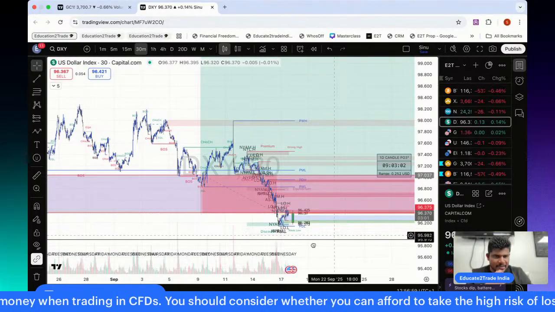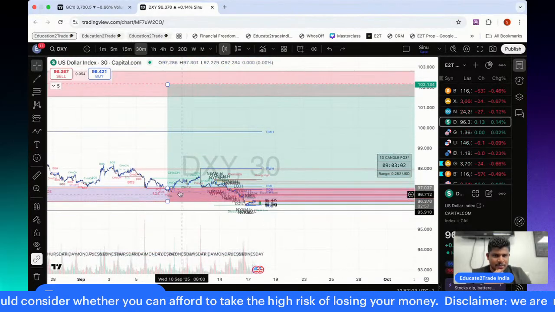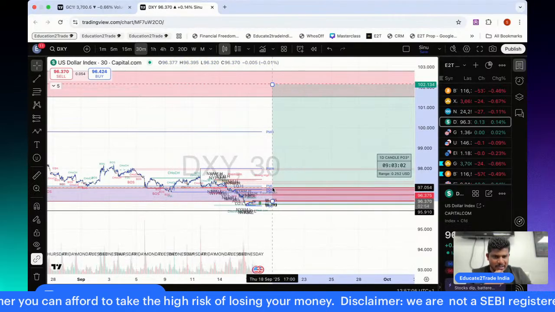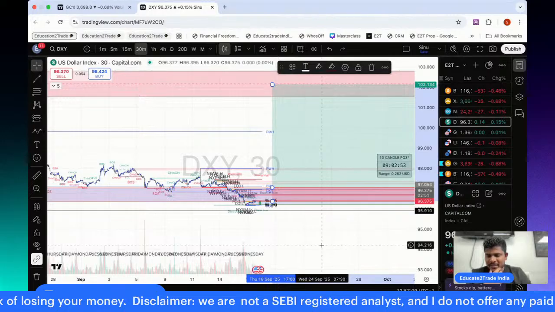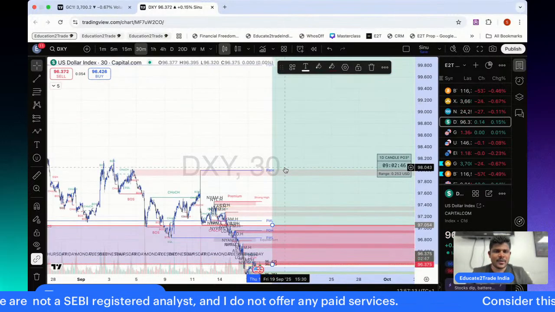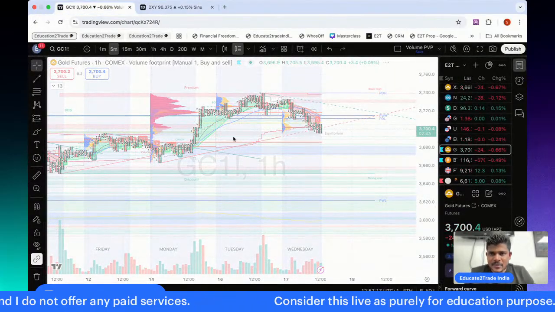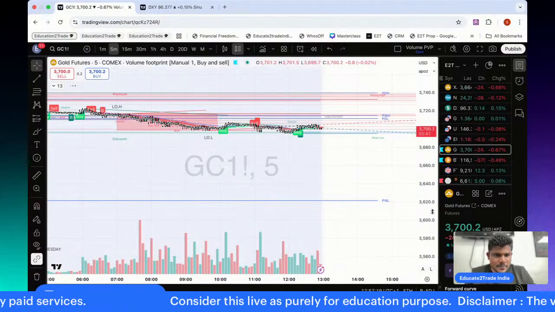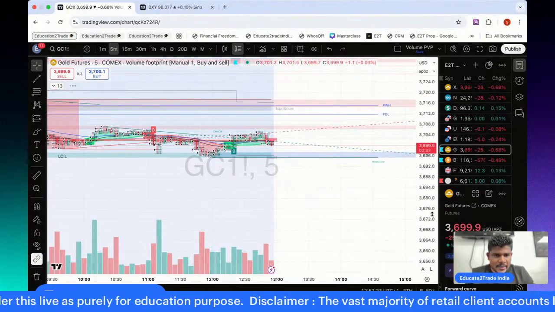I'll still be in this entry targeting 102 if the price is going to sustain above this level, which is 97,057 levels. If the price is able to sustain, yes, still I'm looking for an entry opportunity. Let us come back and see what is happening with respect to the gold trade.